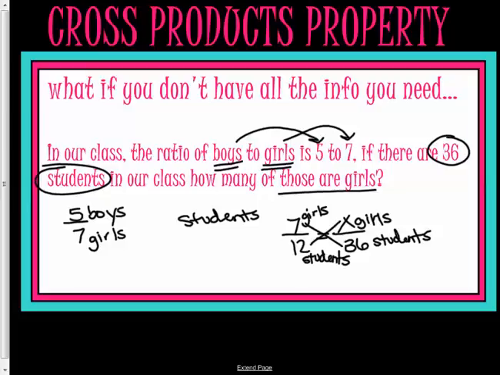So now we do cross products. 12 times x gives you 12x. 7 times 36 gives you 252. So now we divide by 12, and we know that x equals 21, and this would be our girls in the class. So out of 36 students, there are 21 girls.